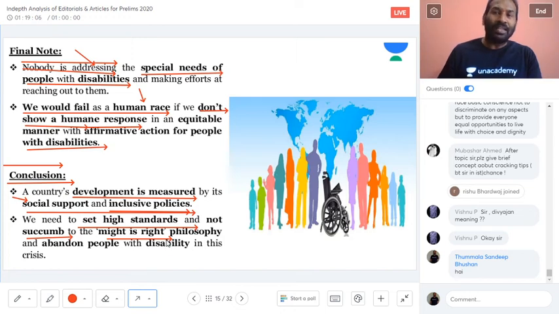Only then will the individual be mighty or right. Not only the individual, the community, the society, the state or the country should not feel that it is mighty. No, it will be mighty only when it is going ahead with social support and inclusive policies. It cannot go ahead with a might is right policy and abandon people with disabilities in this crisis. Whenever they go ahead with a might is right policy, that means they are abandoning the people with disabilities.